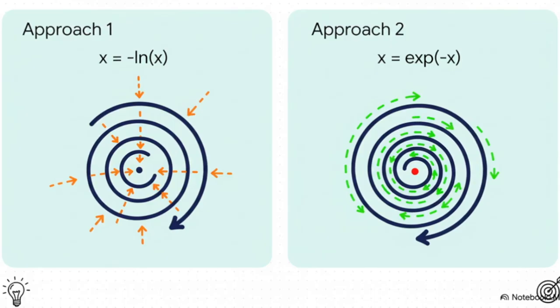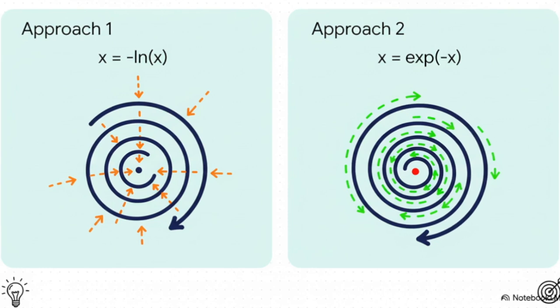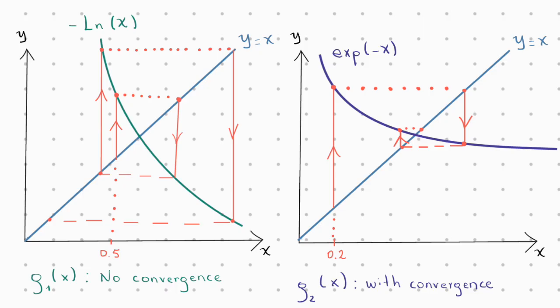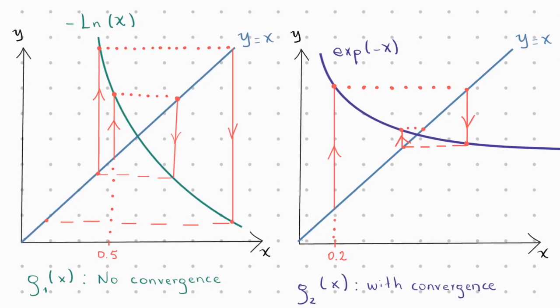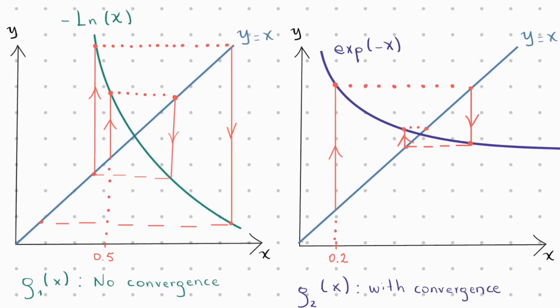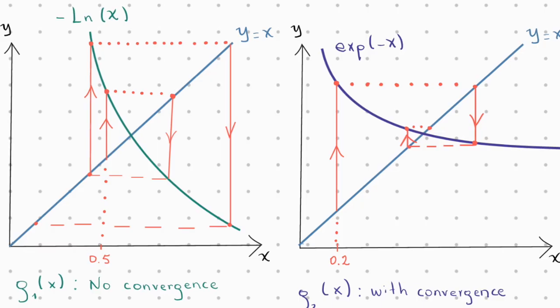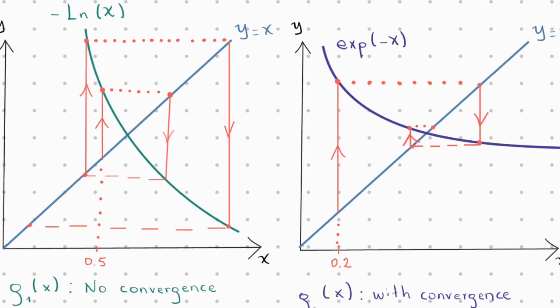Or in approach 2, we could say x equals e raised to the power of negative x. Now, both of these are perfectly valid ways to rewrite the original equation, so they should both work, right? Not even close. I mean, look at this. On the left, with that first rearrangement, our guesses spiral wildly out of control. They get farther and farther from the answer until they just fly off into chaos.